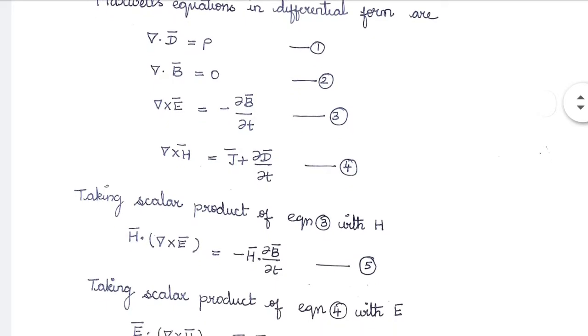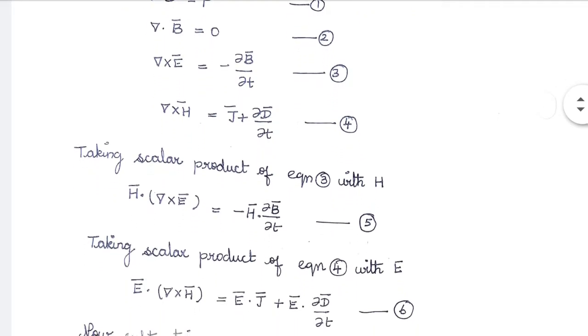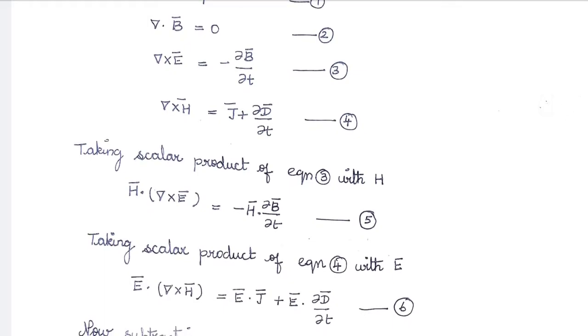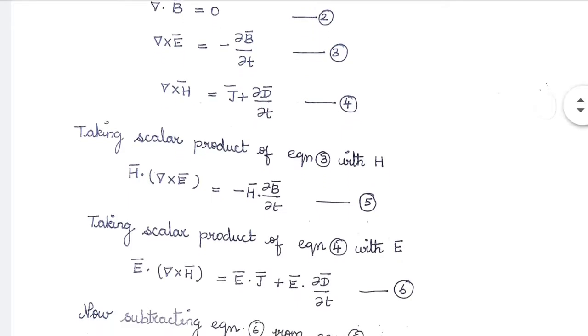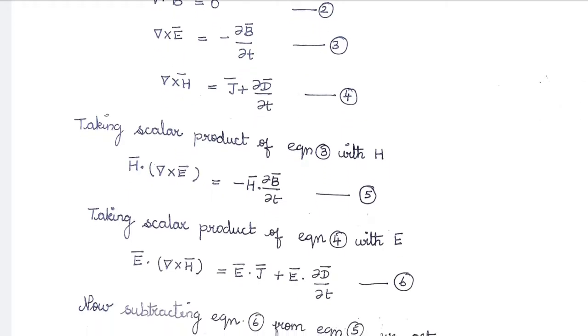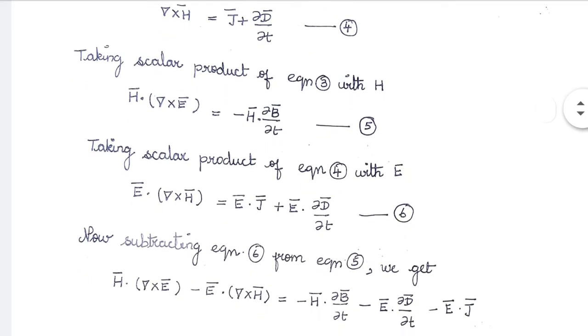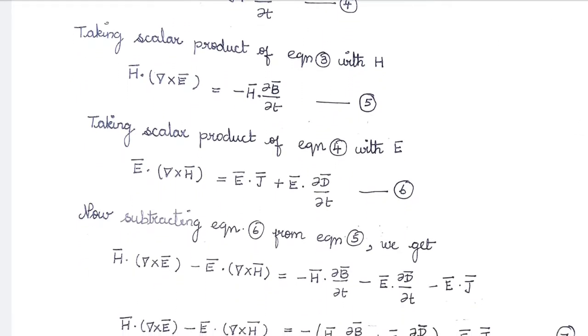To derive Poynting's theorem, take equation number 3, or the third equation of Maxwell's equations. Take the scalar product of equation 3 with the H vector. You will get H dot del cross E equal to minus H dot dou B by dou t. Again, let us take a scalar product of equation 4 with the electric field vector E. We will get E dot del cross H equal to E dot J plus E dot dou D by dou t. So, we have equation 5 and equation 6.